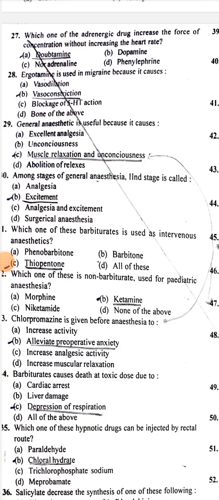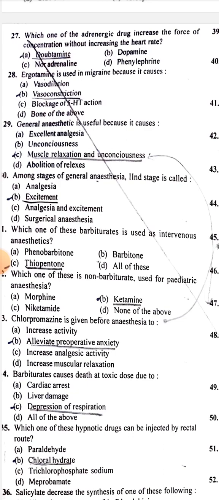Which one of the adrenergic drugs increases the force of contraction without increasing the heart rate? Dobutamine. Ergotamine is used in migraine because it causes vasoconstriction. General anesthetic is useful because it causes muscle relaxation and unconsciousness. Among stages of general anesthesia, the second stage is called excitement.